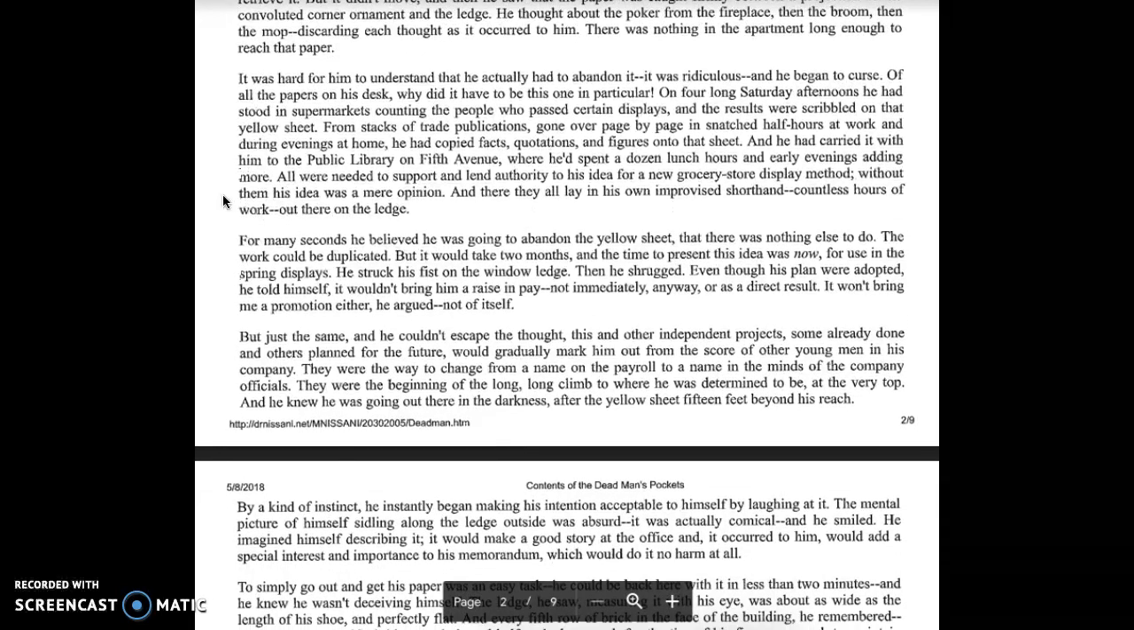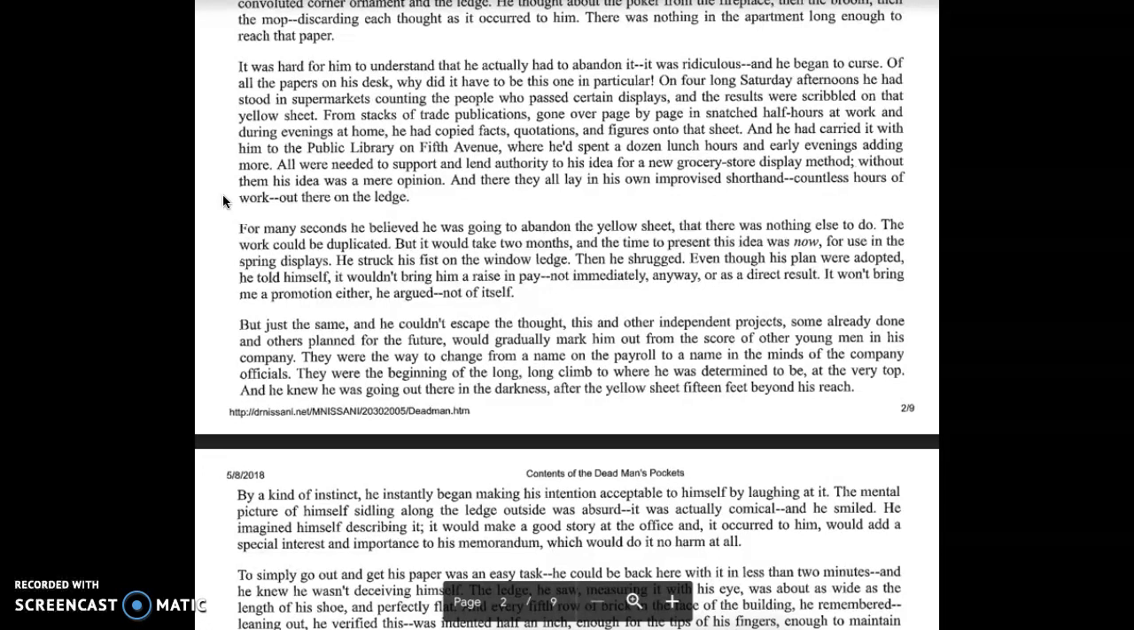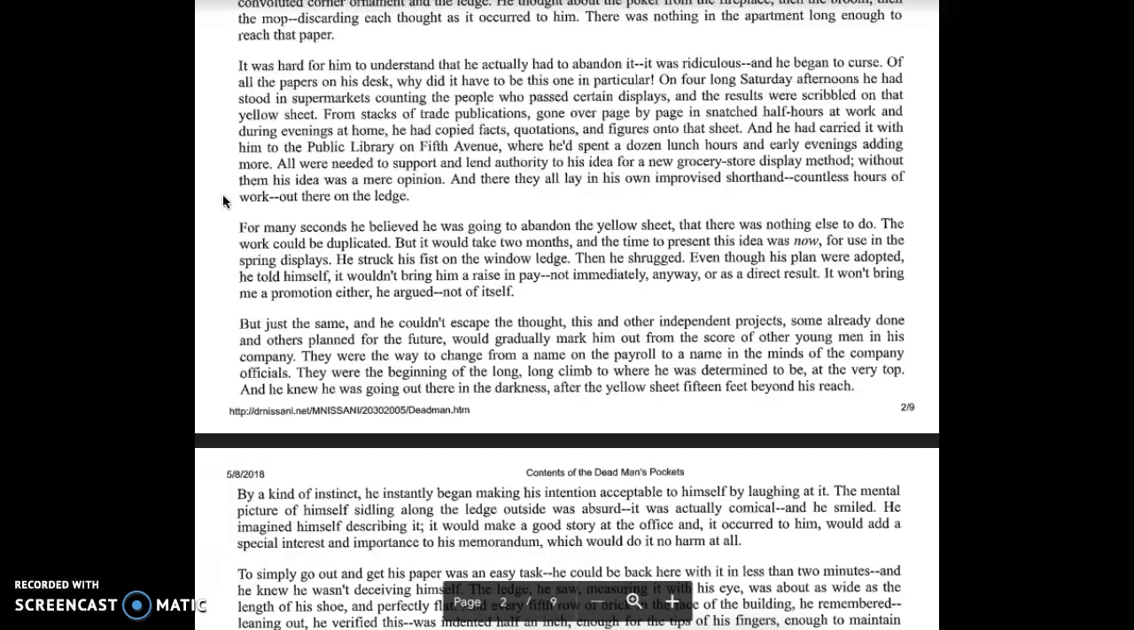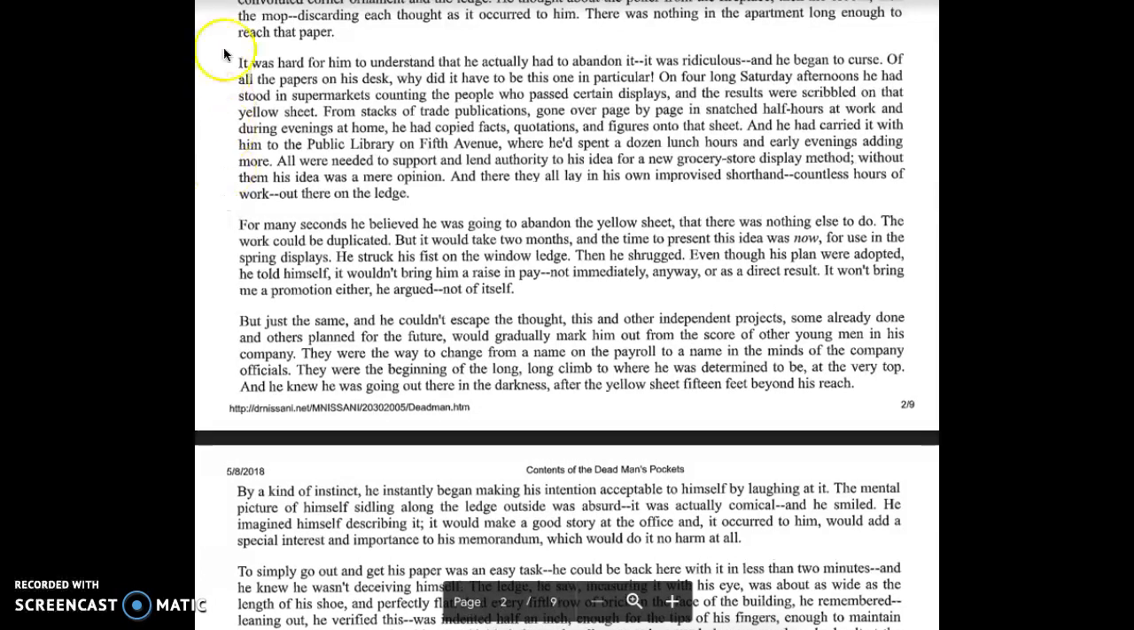From the stacks of the trade publications gone over page by page in snatched half-hours at work, and during evenings at home, he had copied facts, quotations, and figures onto that sheet, and he had carried it with him to the public library on Fifth Avenue, where he'd spent a dozen lunch hours and early evenings adding more. All were needed to support and lend authority to his idea for a new grocery store display method. Without them, his idea was mere opinion, and there they all lay in his own improvised shorthand, countless hours of work out on that ledge.